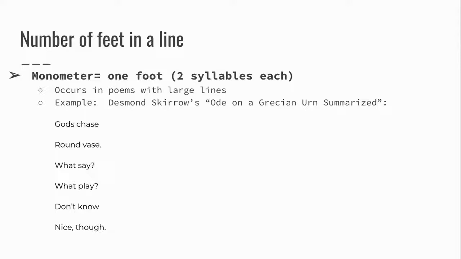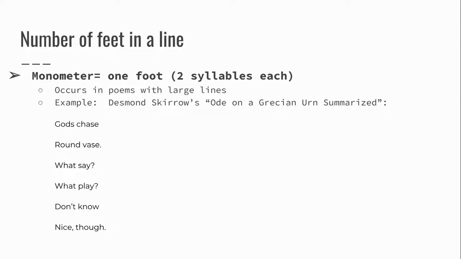Desmond Skiro wrote Ode on a Grecian Urn, and that's a pretty good example of monometer, because every line has just one metrical foot in it. So God's chase, round vase, what say, what play, don't know, nice though.